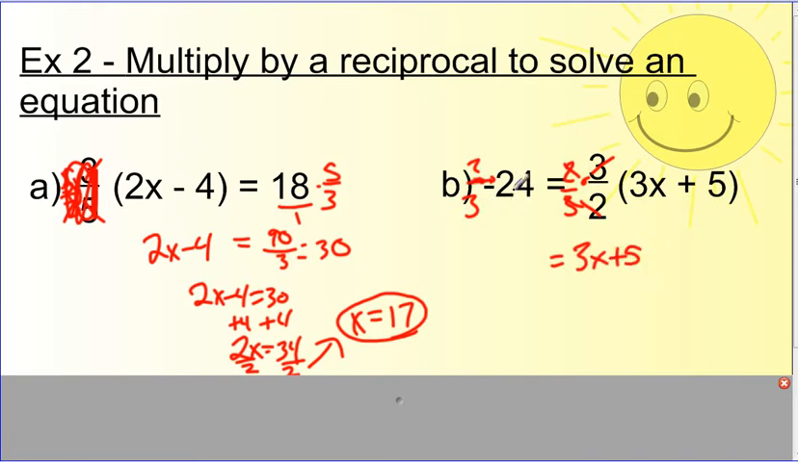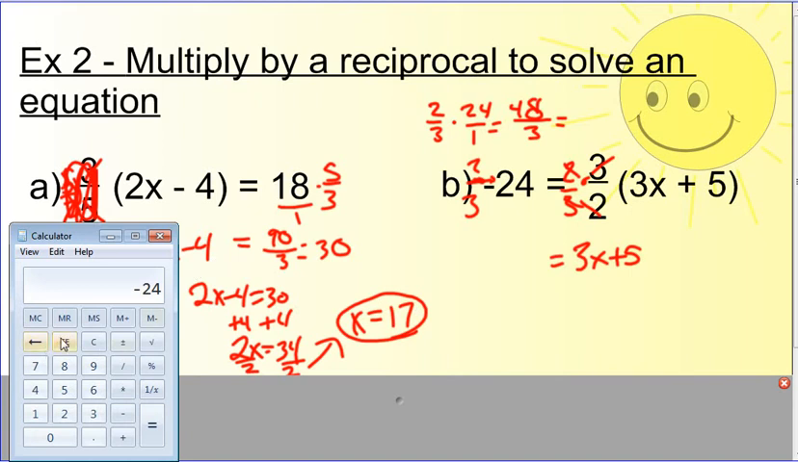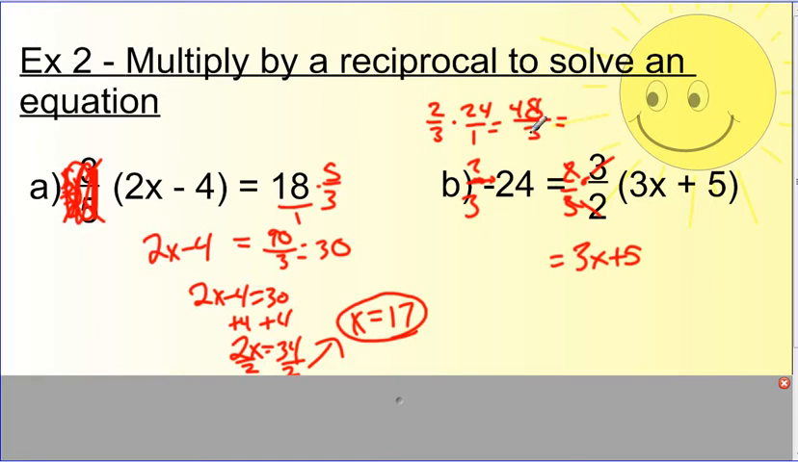On this side, let's see, I'm going to do the math over here. 2/3 times 24 over 1. That gives us 48. 3 times 1 is 3. 48 divided by 3, I think, is 16. Let's check. 48 divided by 3. All right, look at that, 16. So this math just gives us 16.